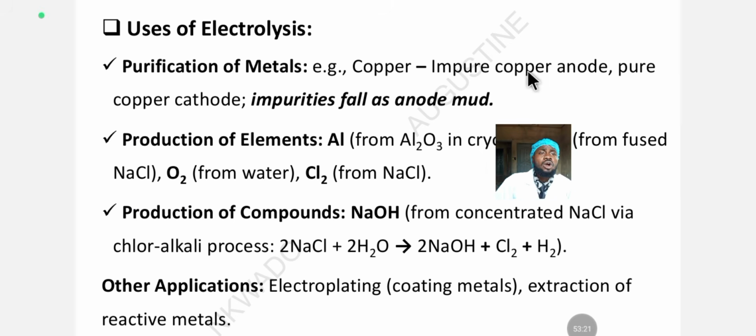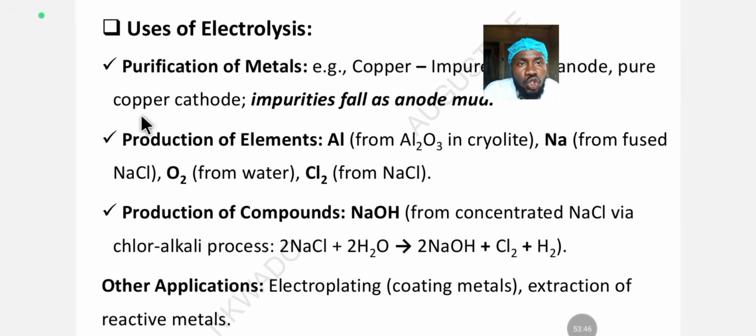So impure copper will be the anode, the one that dissolves. Then pure copper will be the cathode. Impurities fall as anode mud. When the anode dissolves, the impure copper side, the anode mud will come there as impurity.